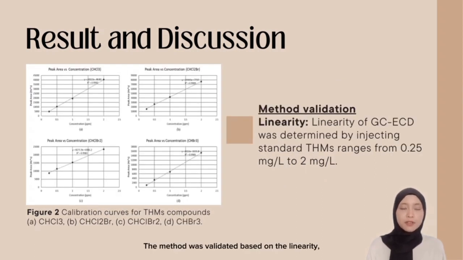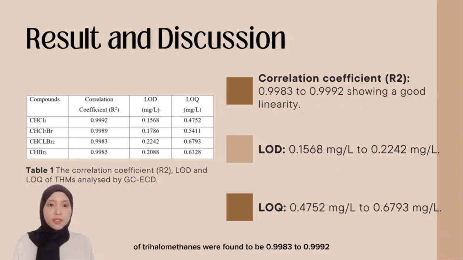The method was validated based on the linearity, limit of detection, limit of quantification, precision, and accuracy. Linearity is the ability to obtain results that are directly proportional to the concentration of analyte. The linearity of GC-ECD was determined by injecting the standard trihalomethanes ranging from 0.25 to 2 mg per liter. The correlation coefficients of trihalomethanes were found to be 0.9983 to 0.9992, showing a good linearity.